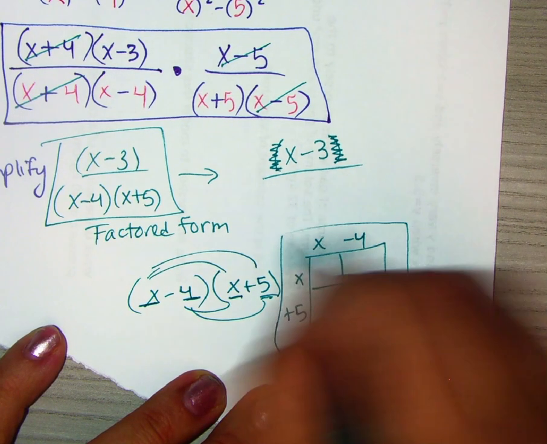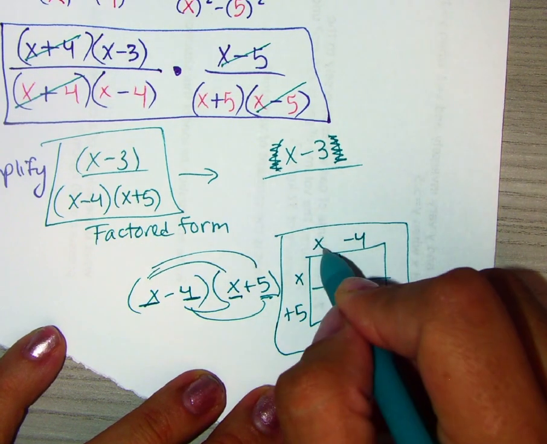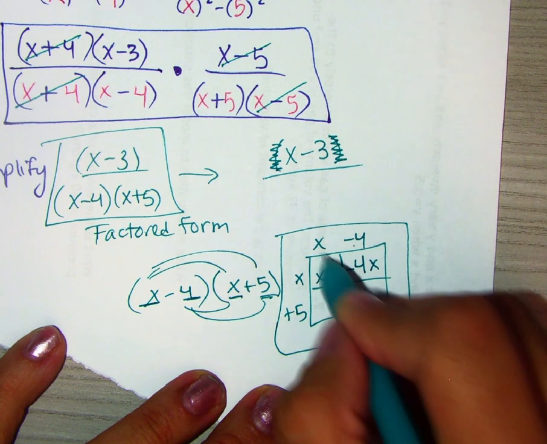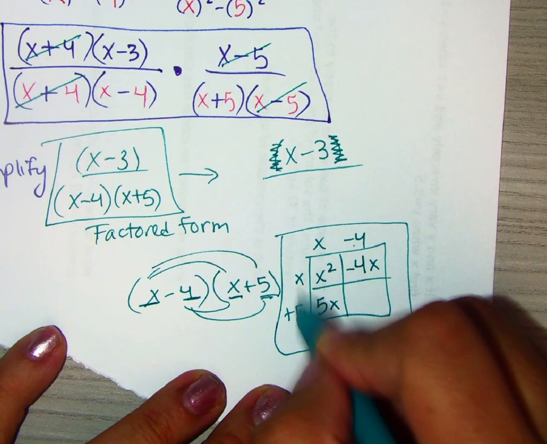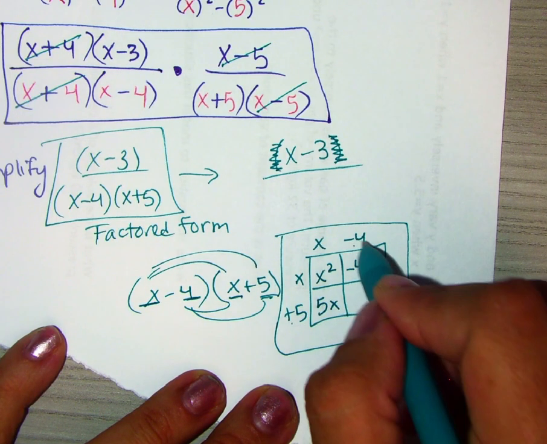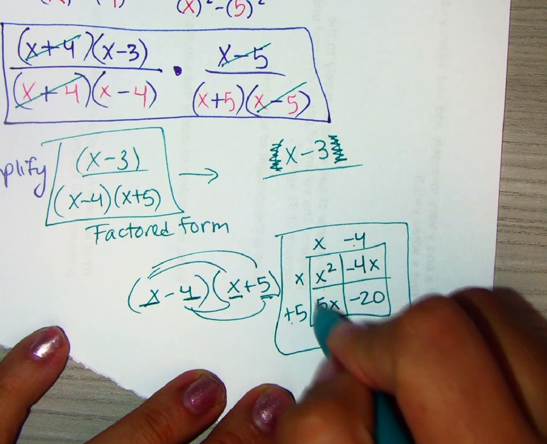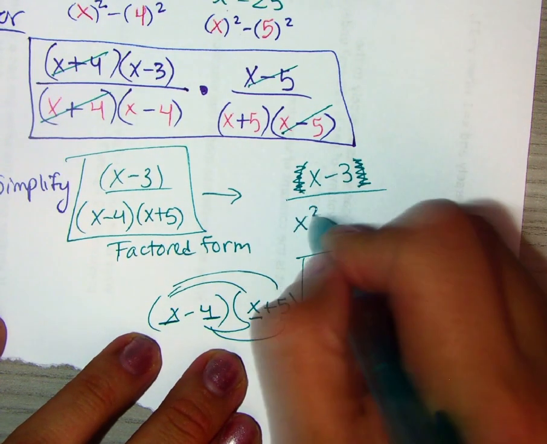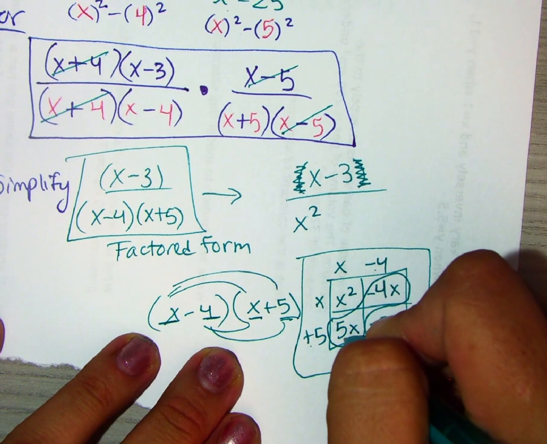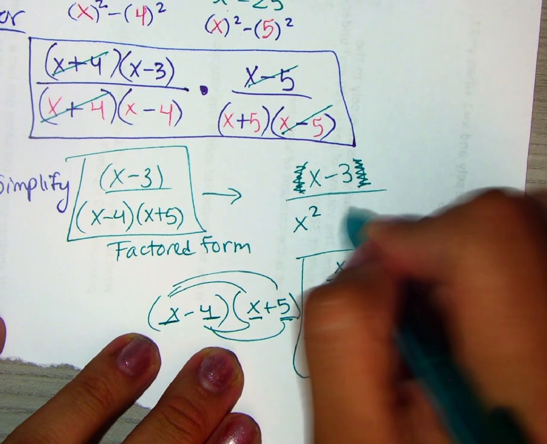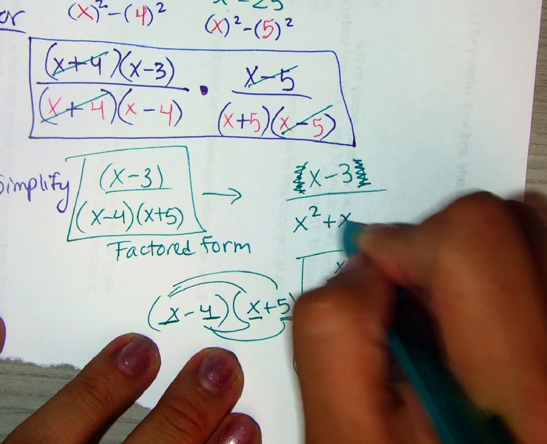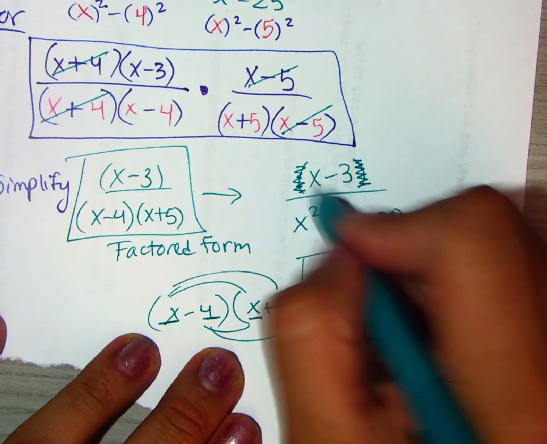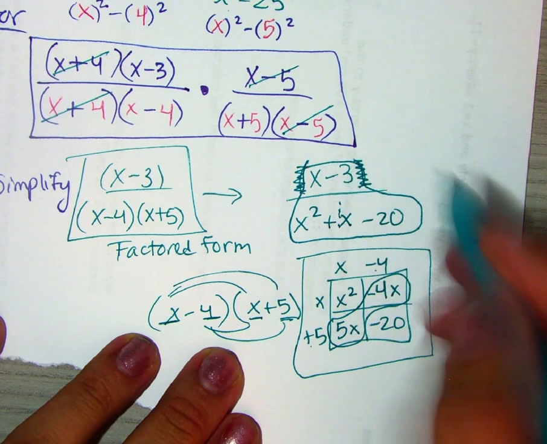We're going to do this one because the majority of the students picked that. So x times x is x squared. X times negative 4 is negative 4x. X times 5 is 5x. And positive 5 times negative 4 is negative 20. Then you have like terms right here in the middle diagonally, and you combine those. This is a positive 5, that's a negative 4, so 5 minus 4 is 1. So we're going to say x squared plus 1x minus 20. So the answer ends up being this, if you want it in standard form.